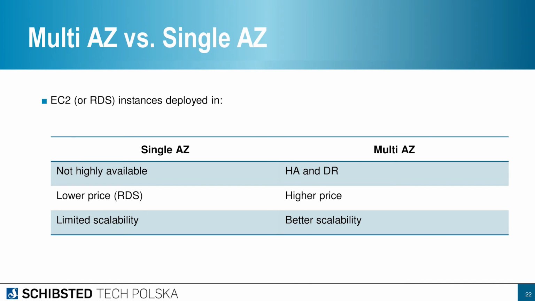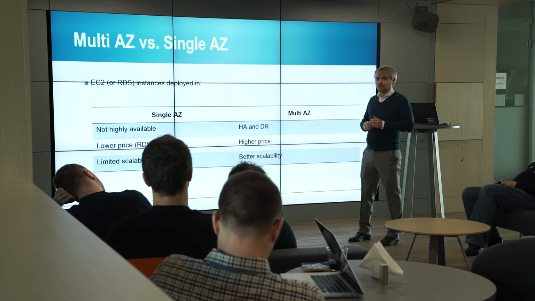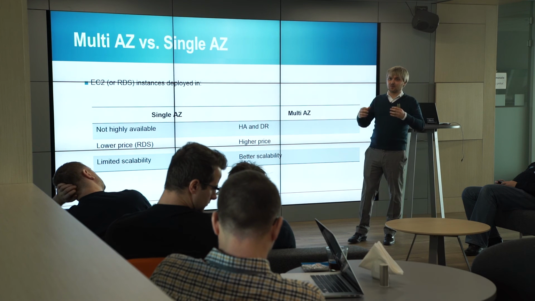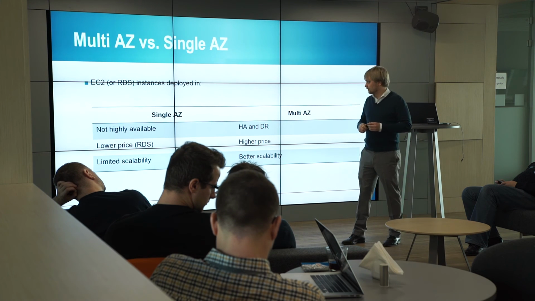What is the difference between multi-availability zone and single availability zone deployment? Single availability zone is not highly available. So when one availability zone goes down, your whole system goes down. But it of course provides a lower price because you pay only for resources in one availability zone. But it provides limited scalability. Amazon, in their documentation, says that at some point the capacity of a particular availability zone may be filled, and you may no longer be able to deploy new resources there.